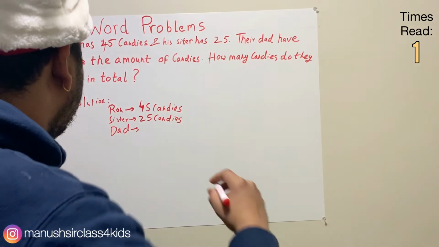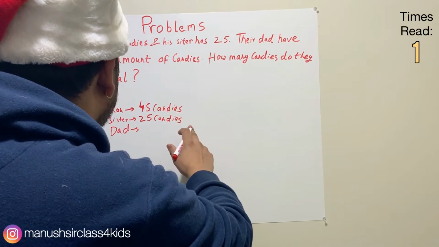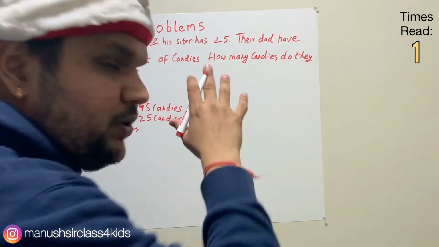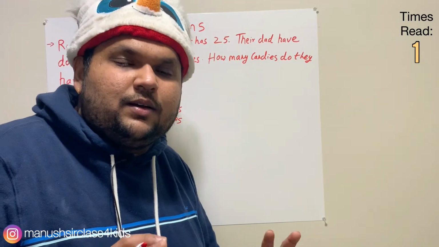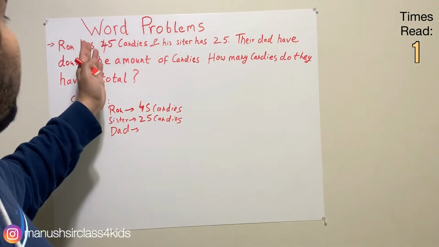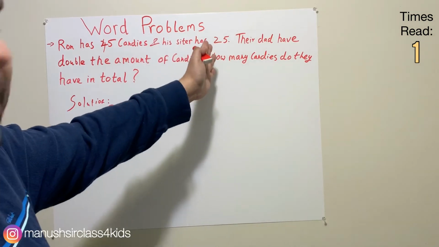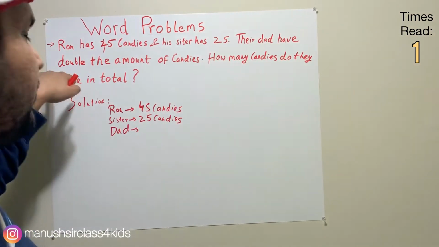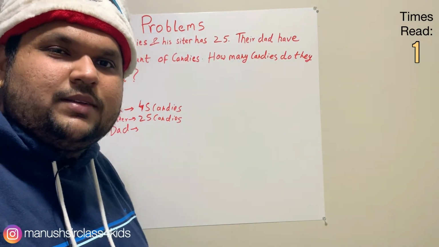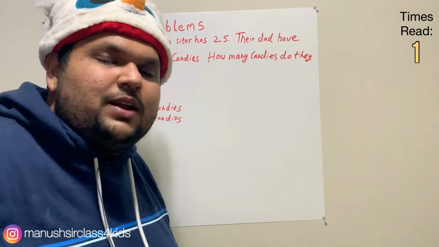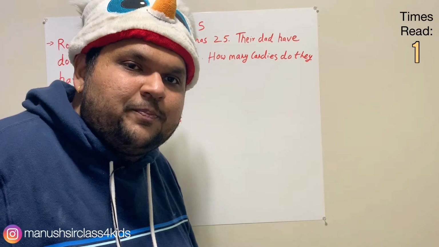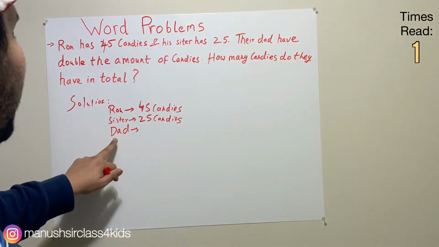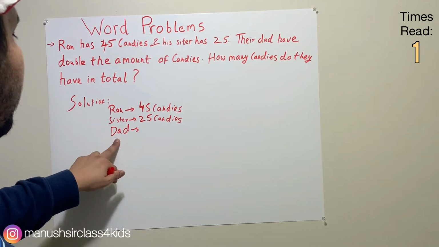So dad has double the candies of Ron and his sister's chocolate. That's not given to us clearly, to be fair. Like 45 and 25 are numbers that are given to us, right? And double the amount of candies, there's something fishy going on here, isn't it? They did not just straight away give us the dad's candy. So we would say that the dad's candy here is what is given to us.